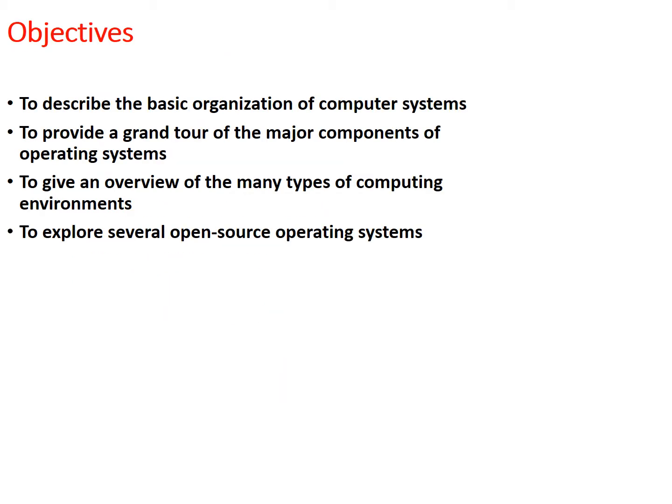Objectives: Number 1, to describe the basic organization of a computer system. Number 2, to provide a grand tour of the major components of an operating system. Number 3, to give an overview of the many types of computing environments. Number 4, to explore several open source operating systems.